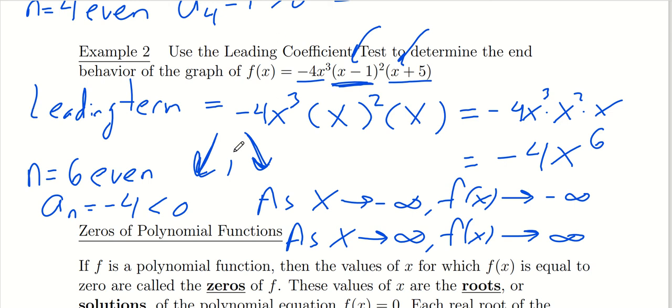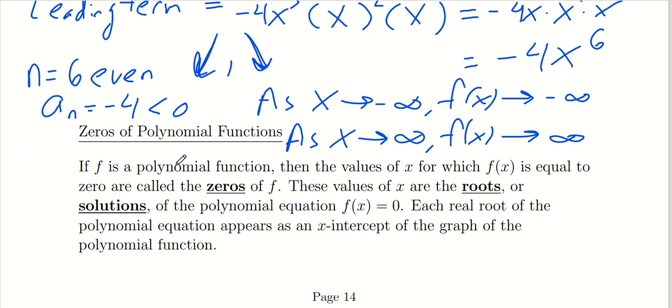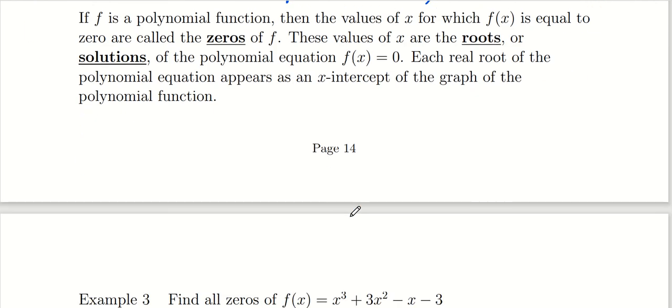The next thing we're going to look at is the zeros of a polynomial function. If f is a polynomial function, then the values of x for which f of x is equal to 0 are called the zeros of the function. They're also sometimes referred to as the roots, the solutions of the polynomial equation f of x equals 0, and graphically they correspond to the x-intercepts of the graph of the polynomial function.